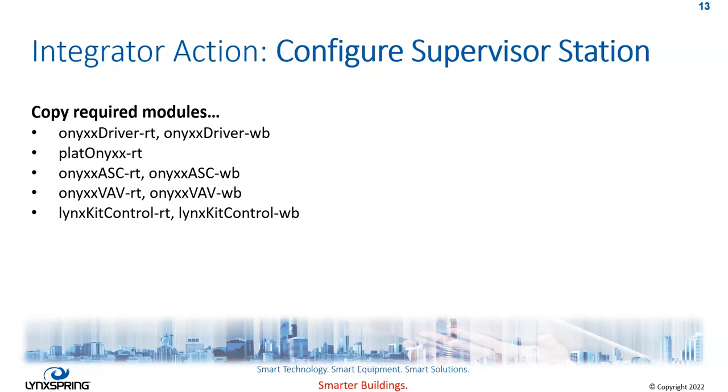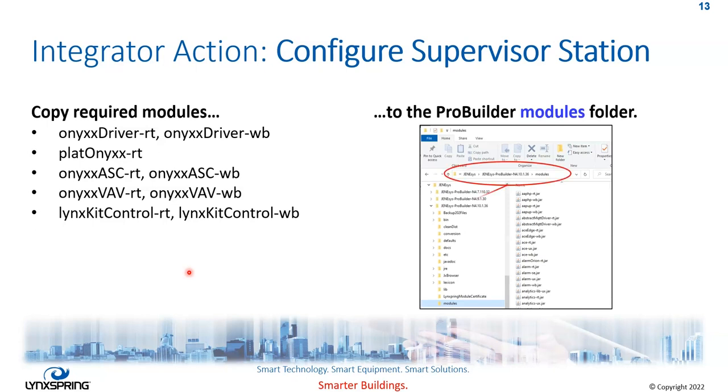So the following modules are absolutely required: the Onyx driver runtime and workbench, the Plat Onyx runtime module, the Onyx ASC runtime and workbench modules, the Onyx VAV runtime and workbench, and the Lynx kit control runtime and workbench. You can grab all these from the resource website if you need it. And where do we put them?